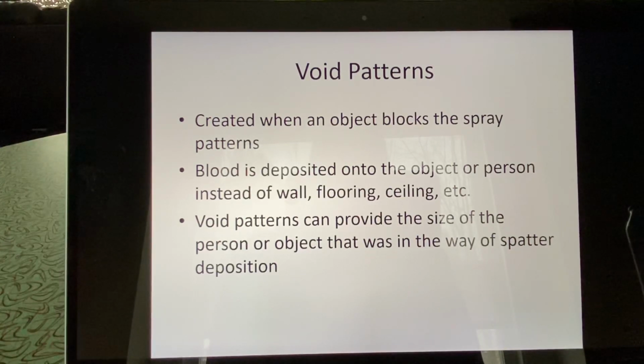So the blood that's coming out during the actual event is deposited onto the object or the person. And when you look at the pattern, it can be very useful because it can provide you the size of the person who was in the way or the object that was in the way that was then removed. So it's kind of an example of evidence that's not there, but it can still help you with interpretations.